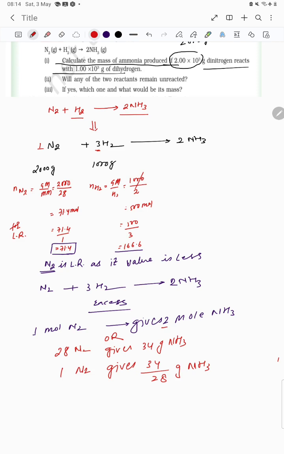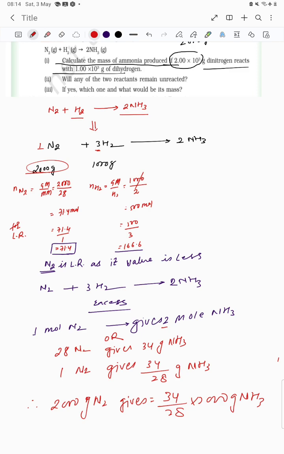So how many gram are available, student? You have 2000 gram. Therefore 2000 gram N2 gives 34 upon 28 multiplied by 2000 gram NH3. So dear student, you can divide this: 34 multiplied by 2000, divided by 28, which is 2428.57 gram NH3 produced, student.